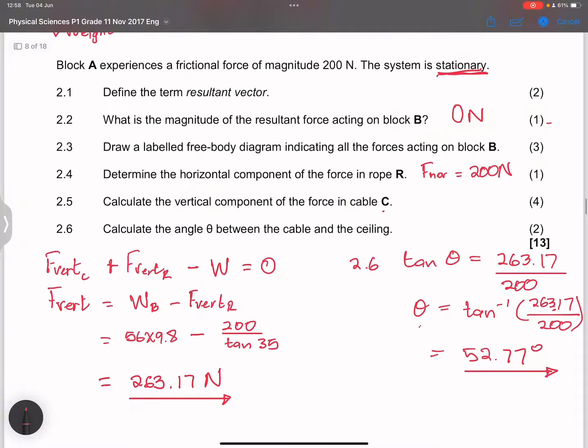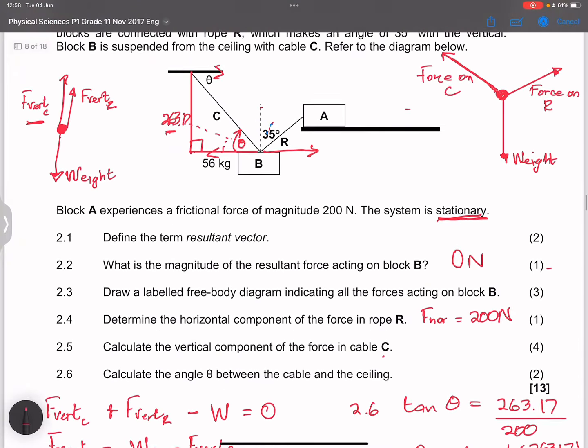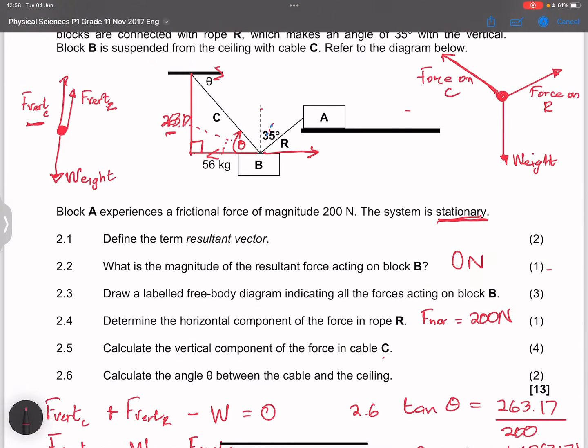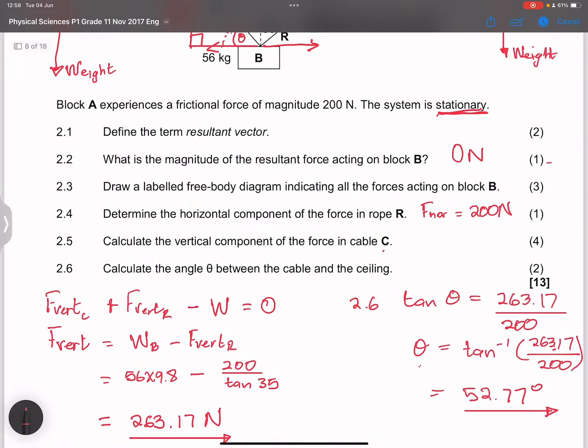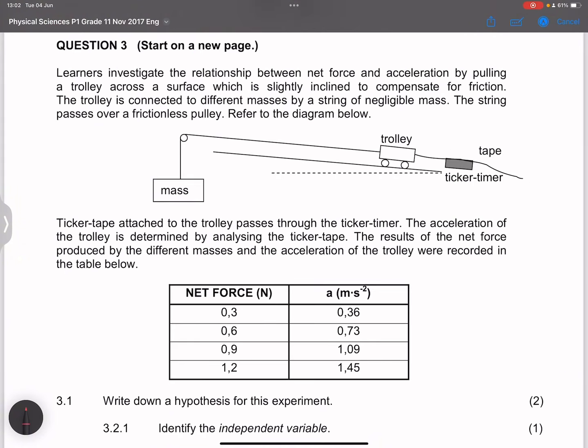Right, so please keep in mind, ladies and gents, that because we had a system that is in equilibrium, that is essentially how we are going to calculate that. That would be out of 13 marks, and so that is how we come to the conclusion of question 2. Let's go on to the next one. All right, now let's look at question 3.